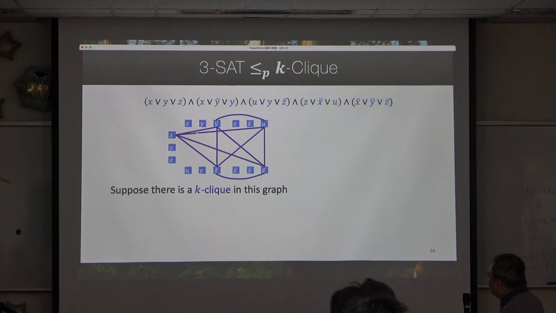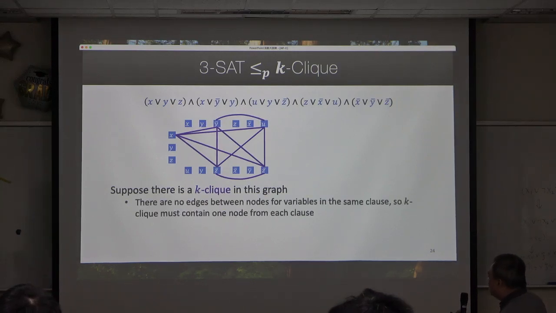Okay, this is a possible 3CNF expression, right? And we are talking about 1, 2, 3, 4, 5. We're talking about a 5 clique, right? So suppose there is a 5 clique in this graph.